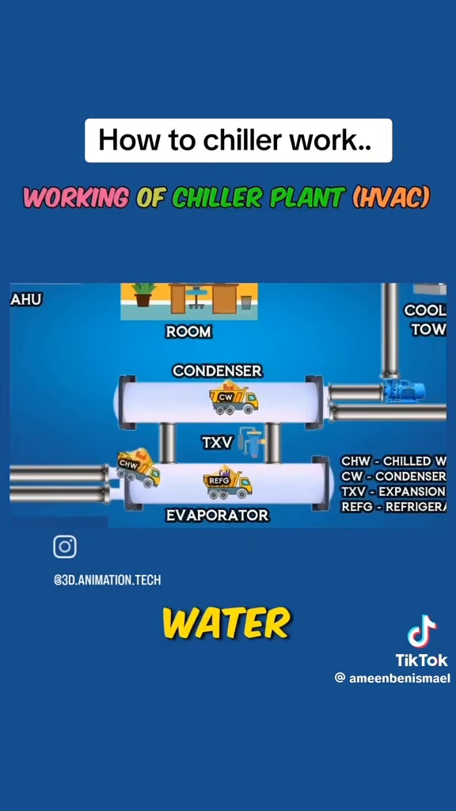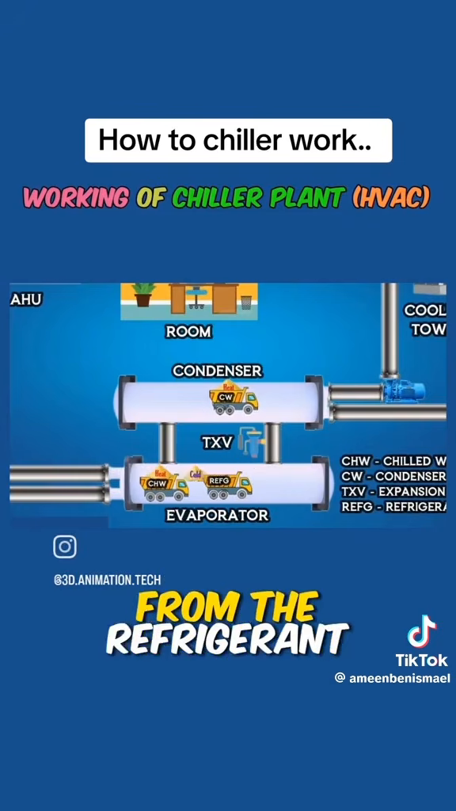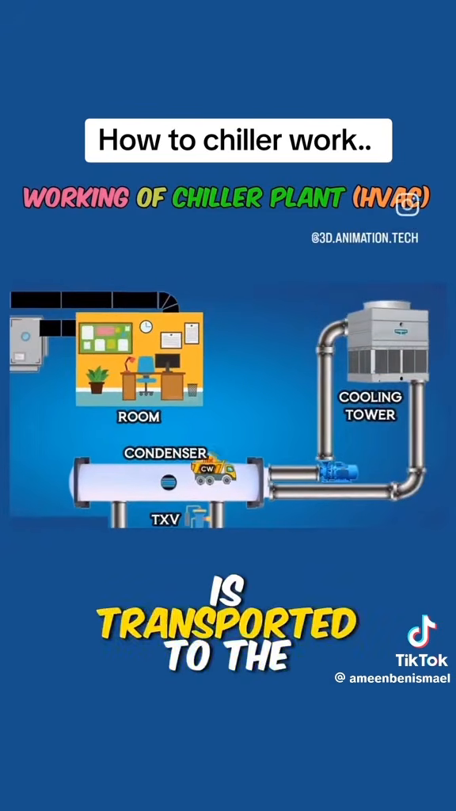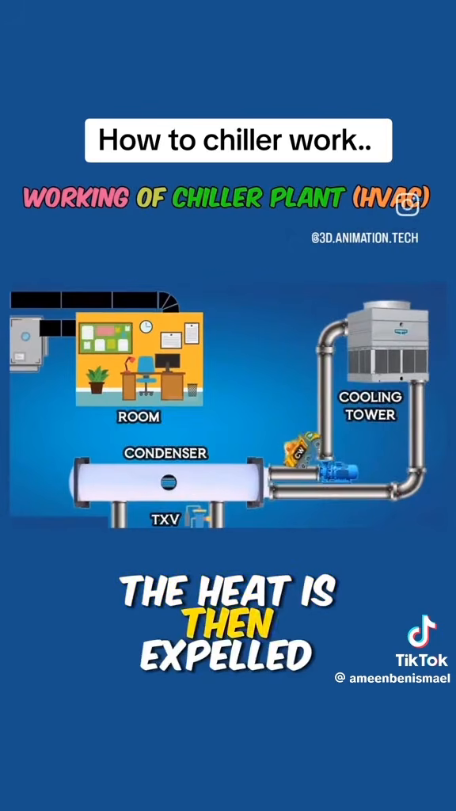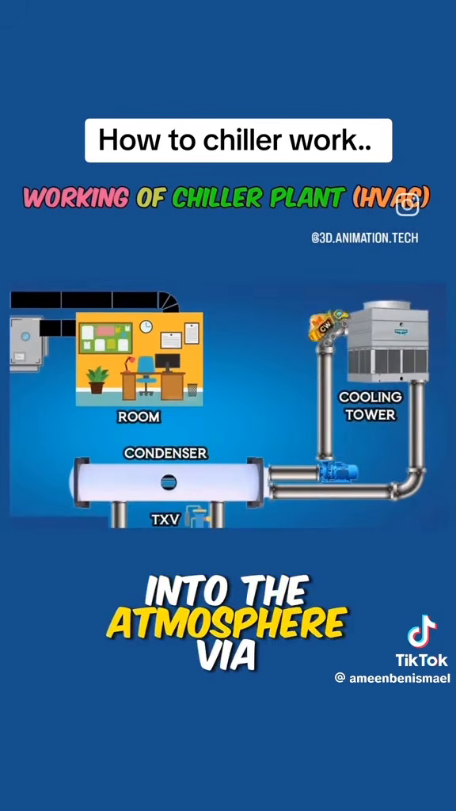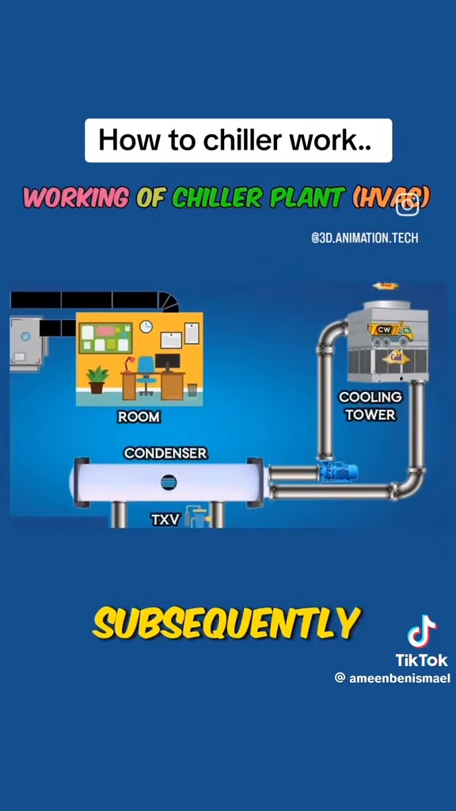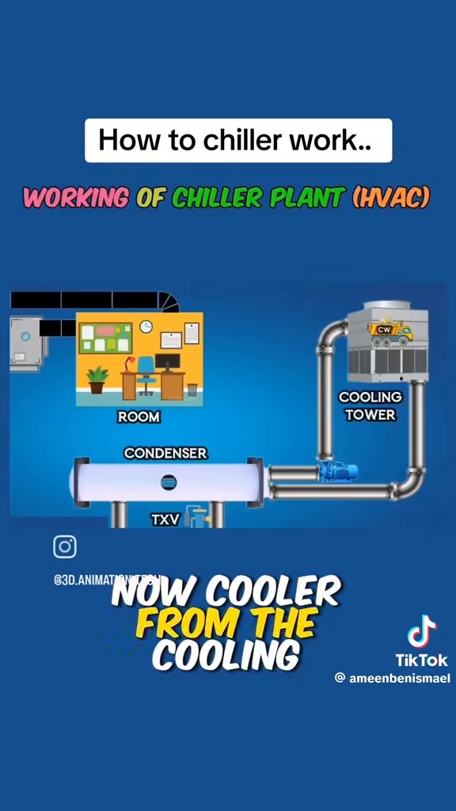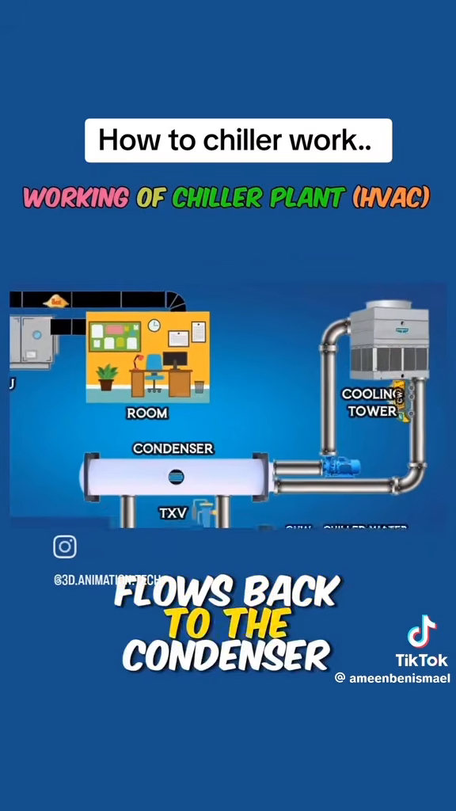Meanwhile, the condenser water, having absorbed the heat from the refrigerant, is transported to the cooling tower. The heat is then expelled into the atmosphere via the tower's fan. Subsequently, the condenser water, now cooler from the cooling tower, flows back to the condenser.